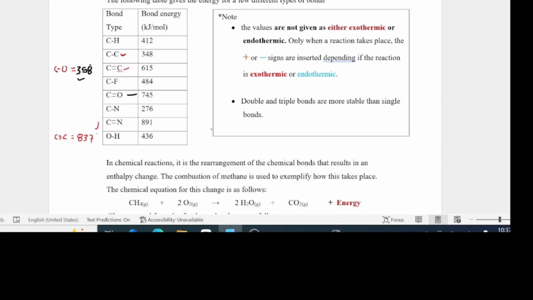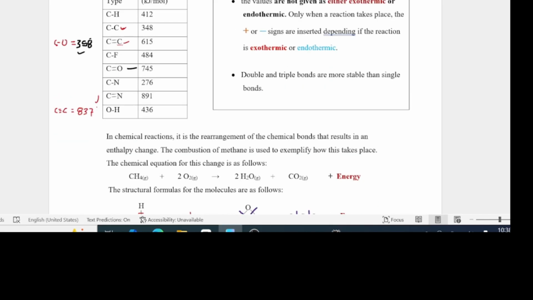That is because we have to put bond energy in a certain context. If a bond is being formed, then a negative sign is placed next to the value there. If a bond is being broken, then a positive sign is placed next to the value there.